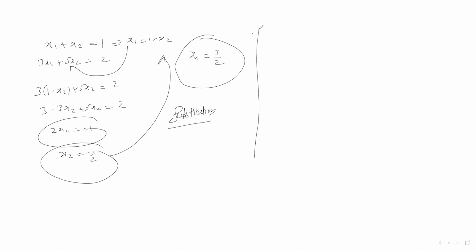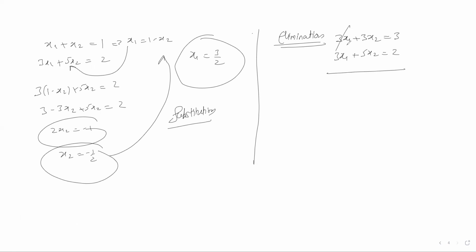The second method you can use is elimination. In elimination, we make the coefficient of any variable the same. Here, if I want to make the coefficient of x1 the same as in the second equation, I will multiply the first equation by 3. Now, if I multiply the first equation by 3, I will get 3x1 plus 3x2 is equal to 3. And the second equation is given, 3x1 plus 5x2 is equal to 2.